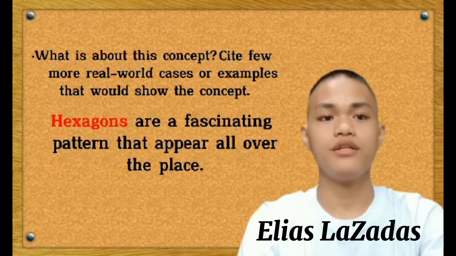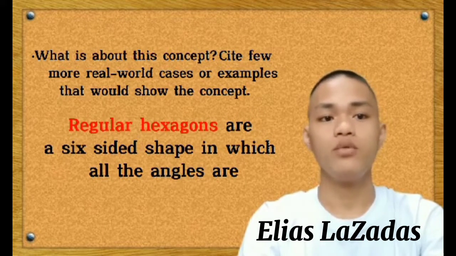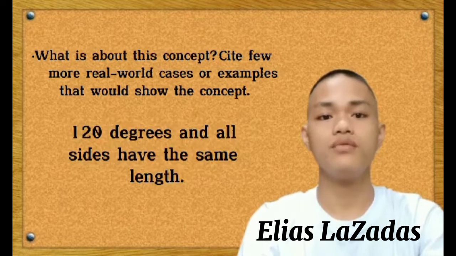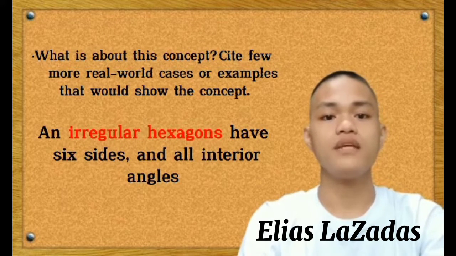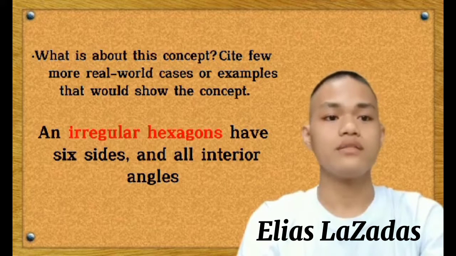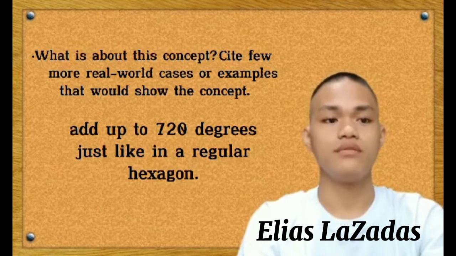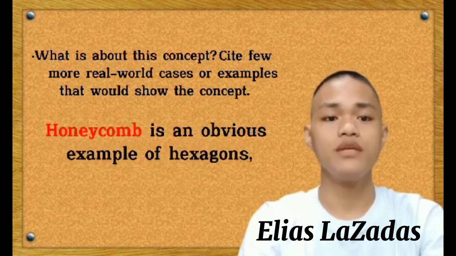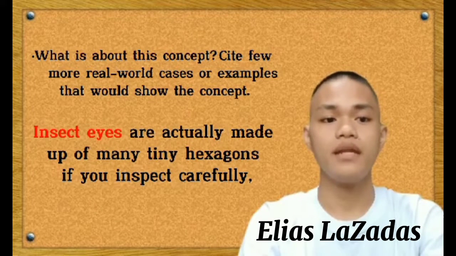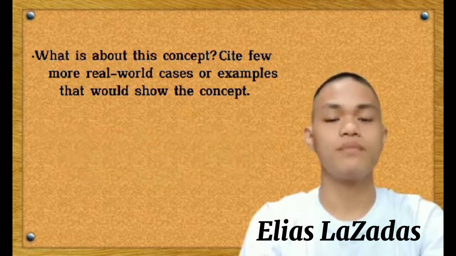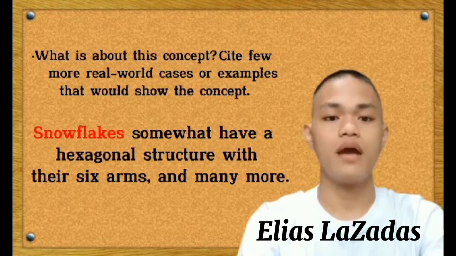Hexagons are a fascinating pattern that appear all over the place. Regular hexagons are a six-sided shape in which all the angles are 120 degrees and all sides have the same length. Irregular hexagons have six sides and all interior angles add up to 720 degrees, just like in a regular hexagon. Honeycomb is an obvious example of hexagons. Insect eyes are actually made up of many tiny hexagons if you inspect carefully. Snowflakes somewhat have a hexagonal structure with their six arms, and many more.